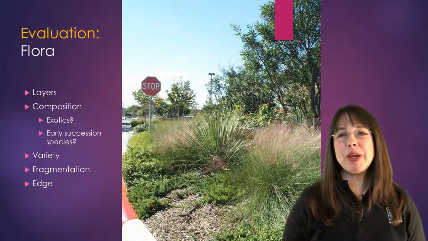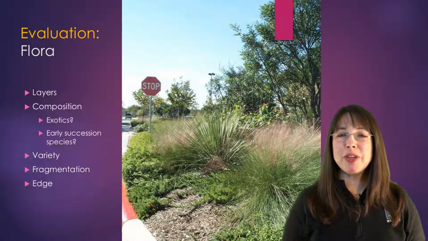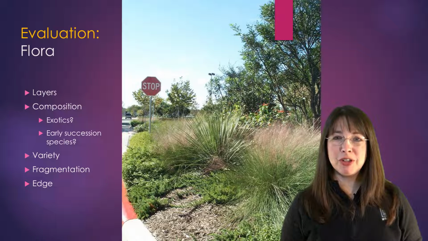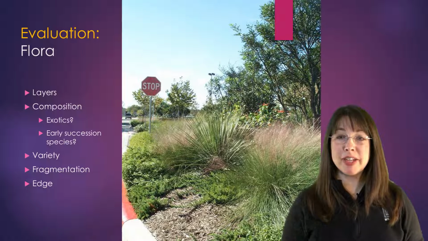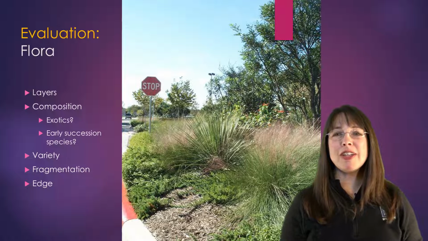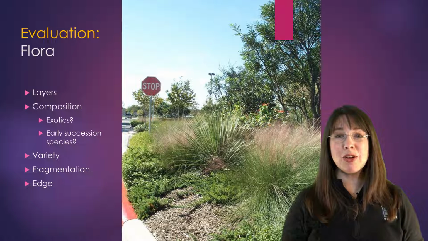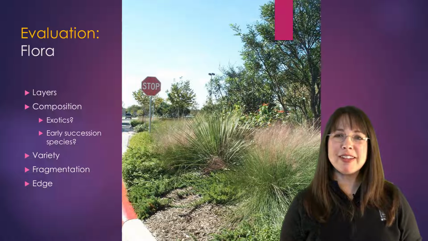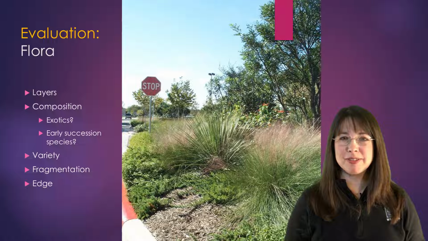So when you're evaluating your neighborhood park, you're going to look for layering. Are there appropriate canopy, understory, and ground cover layers? What are the layers made of? Native species or exotic species? Are they early successional weeds or higher successional levels? Is there variety and diversity in the species?